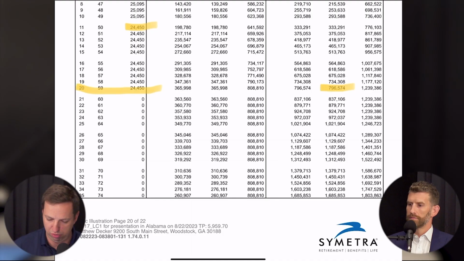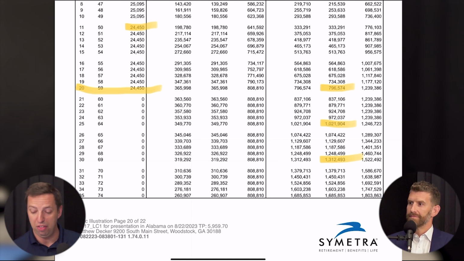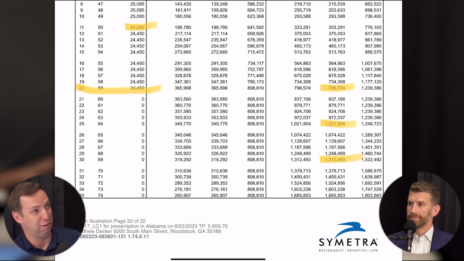So let's continue on. I want to show you the values here at year 25 and 30. Year 25, $1,021,000. Year 30, $1.3 million. That's about $300,000 more in year 30 than both the One America and the Lafayette Life policy. So if you're looking for a cash building life insurance product, and you want the product that's going to give you the highest potential upside, I don't see any way that you could say it's a whole life insurance policy.